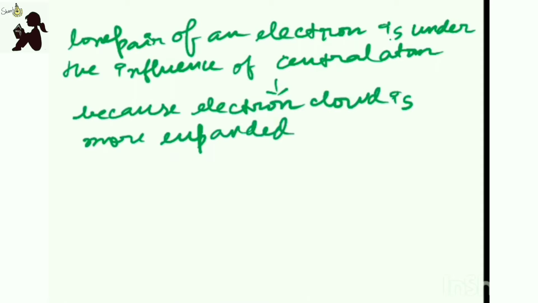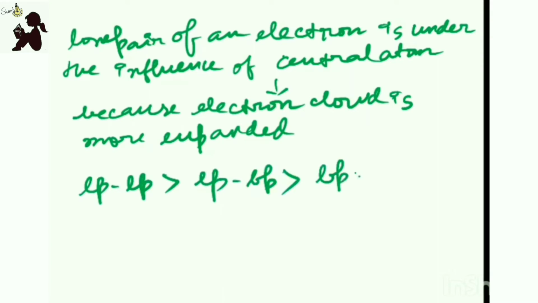So in a bonding pair, the electron is shared by 2 atoms, so the size of the electron cloud will be less, right? So repulsion of lone pair-lone pair is greater than lone pair-bond pair, which is greater than bond pair-bond pair. Okay. Now here we are going to see a table format, and I am going to teach you how to use the steric formula. So let's see.